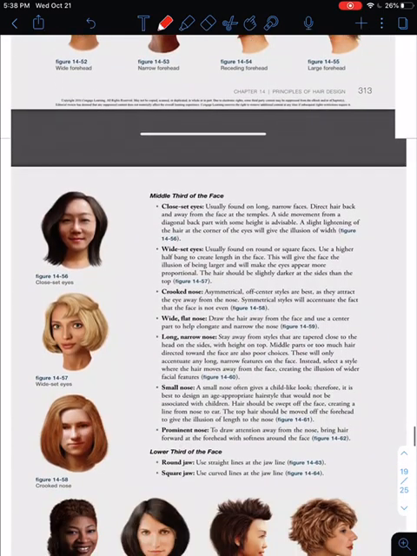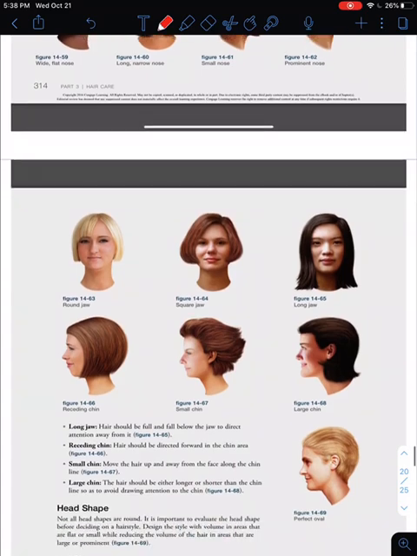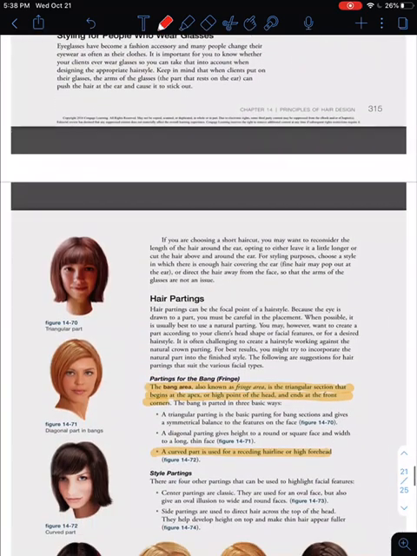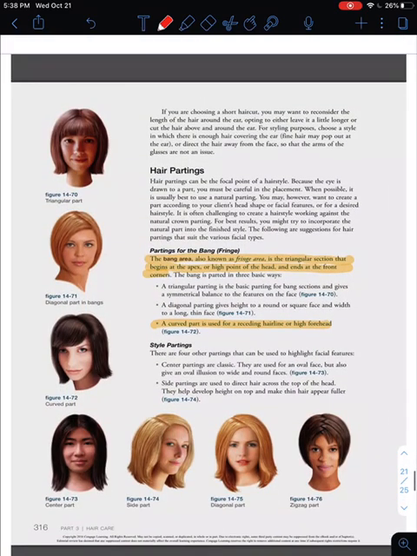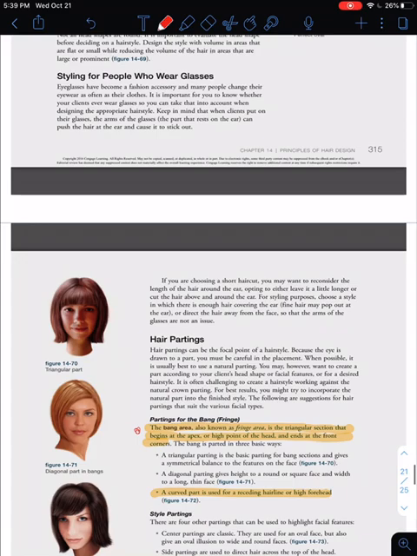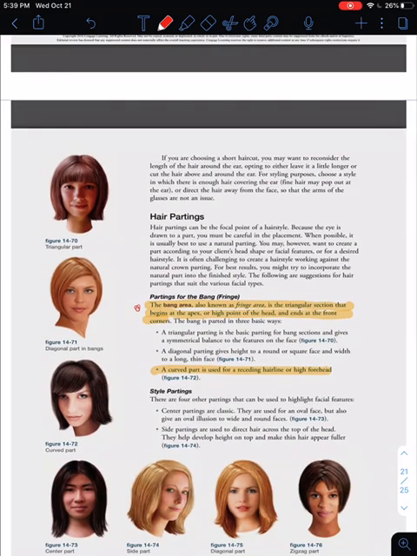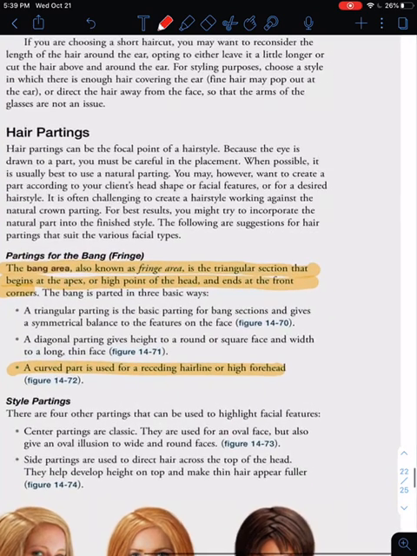Moving on, we're going to skip 314 and 315 and jump straight to 316. We're going to highlight where it says partings for the bang or fringe. The bang area, also known as the fringe area, is the triangular section that begins at the apex or high point of the head and ends in the front corners. Oh my gosh, sorry guys. So, what they're saying right here, let me draw a head somewhere.